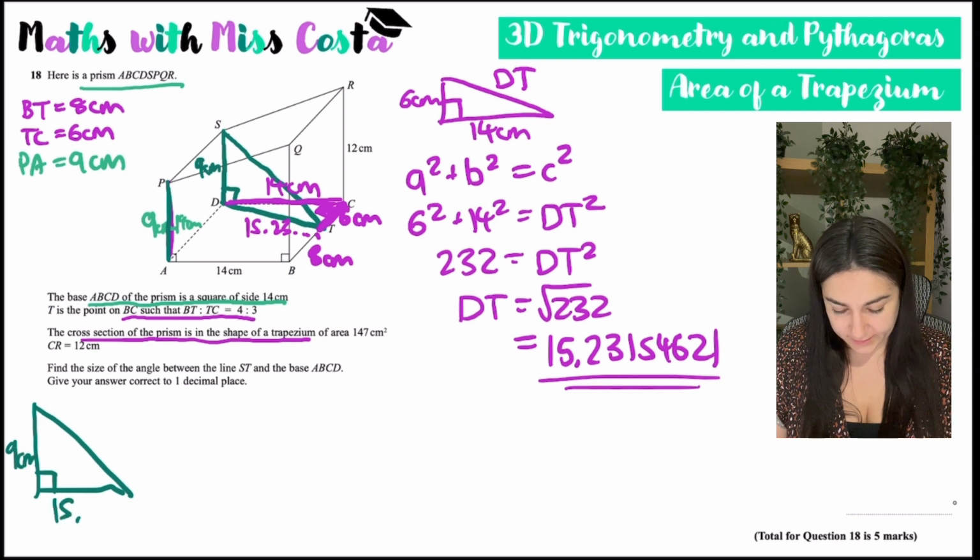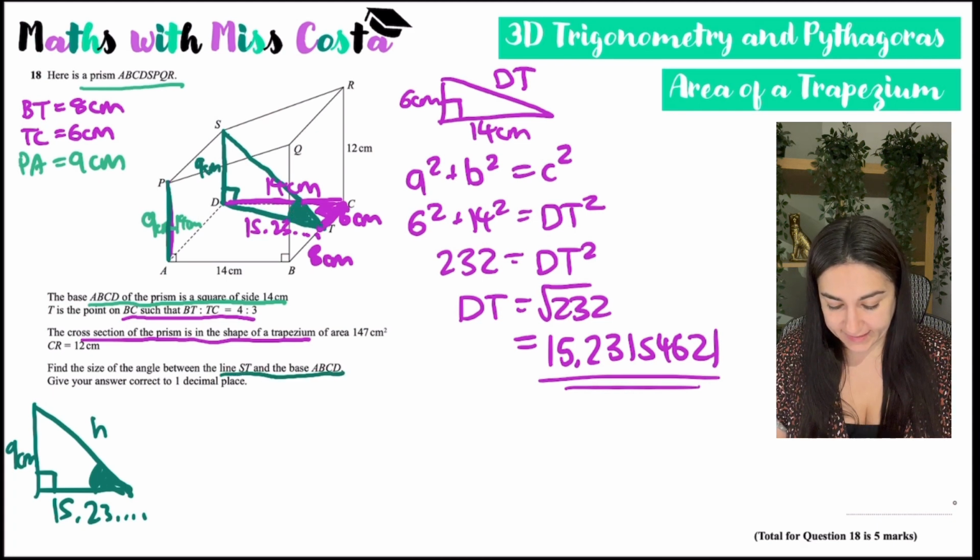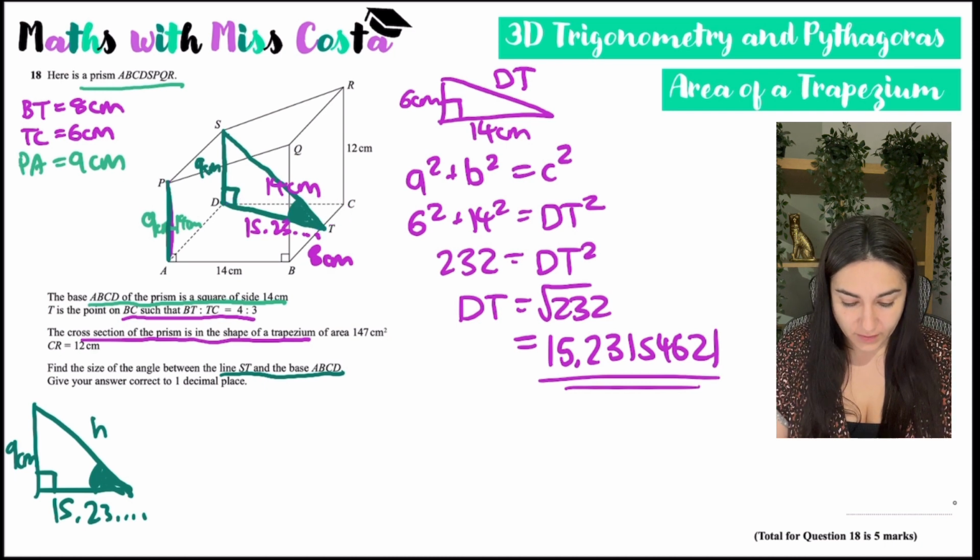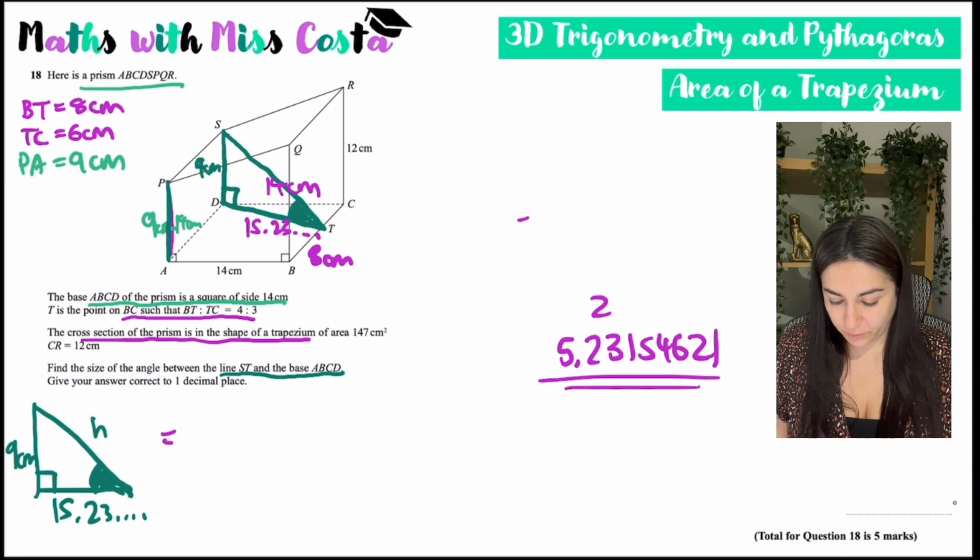This length I've worked out to be 15.23. And I don't know what this length is, that's the hypotenuse, and I'm trying to work out this angle here. So you're trying to work out the size of the angle between the line ST and the base ACD, so this angle here. I'll just get rid of everything else that we did here. So what can I do? Well, I can use trigonometry to help me out. So it's a right angle triangle.